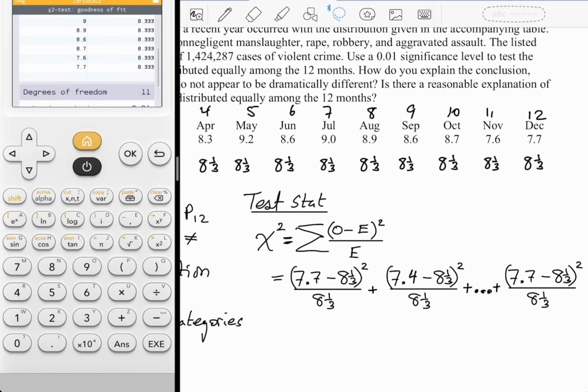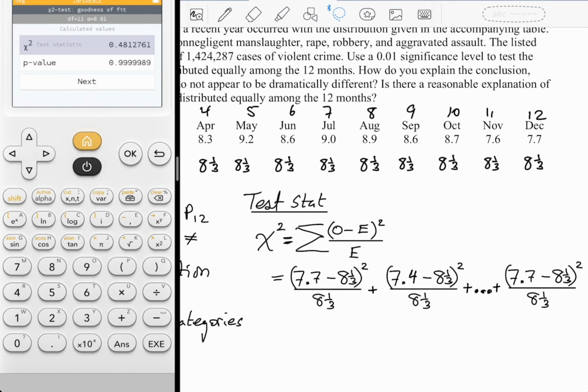Right. 0.01, I had that from a previous problem, otherwise you overwrite it. Go to next, it gives you the chi-square, so that's the test statistic, about 0.481.